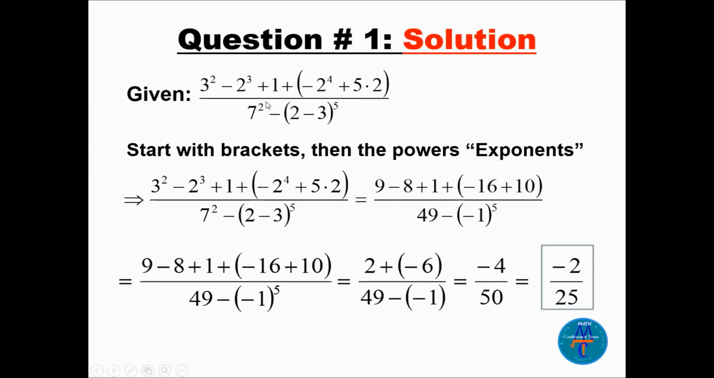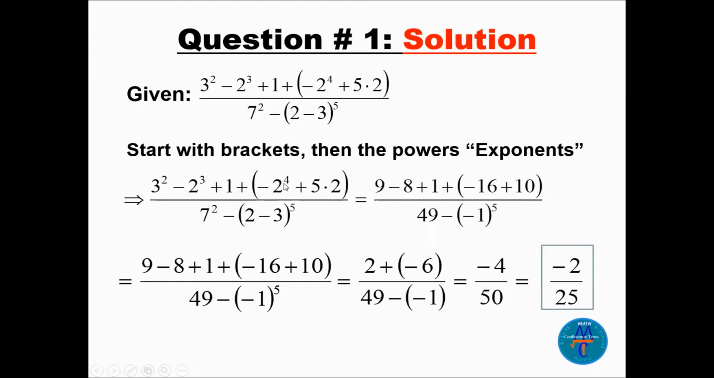Now, this is the given. Start with the brackets, then the powers, which we call exponents. So I go in the power here, minus 2 to the power 4. Remember here, let's start here. 3 squared is 9. Minus 2 cubed is 8. So I leave it there. Plus 1. This is a little tricky here. Minus 2 to the power 4.